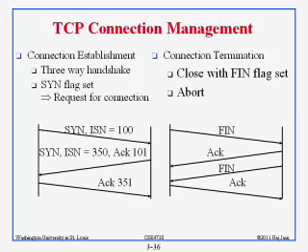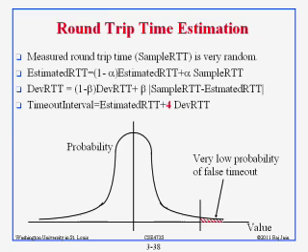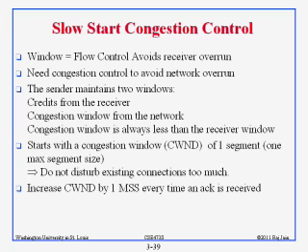Alright, so we now know how to open the connection, close the connection, and how to do round trip time estimation. Now we go into congestion control. Congestion control is different than flow control. Flow control is between the source and the destination. The congestion control is making sure that there are enough buffers in the network. If there are not enough buffers in the network, it will drop our packet.